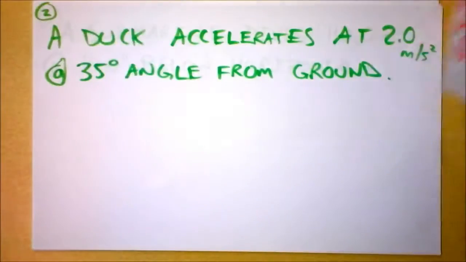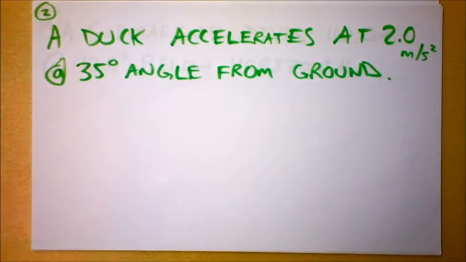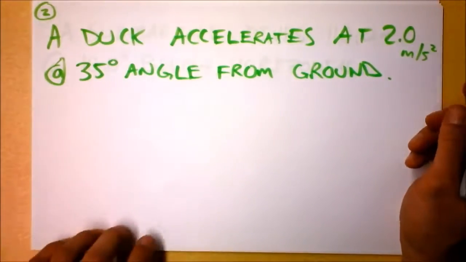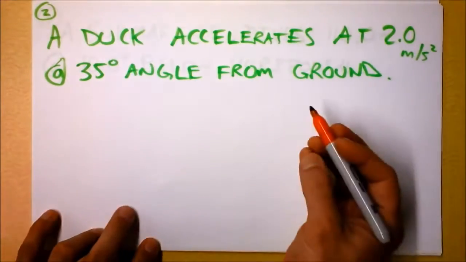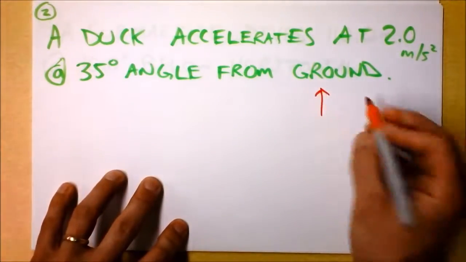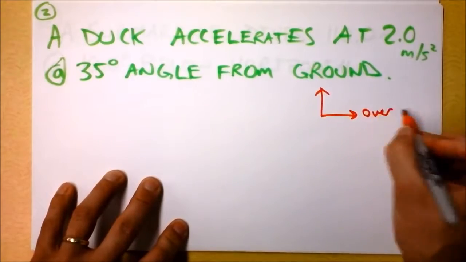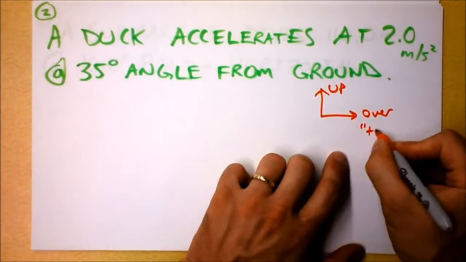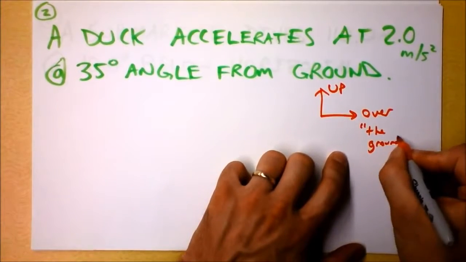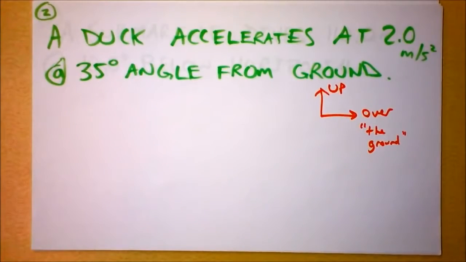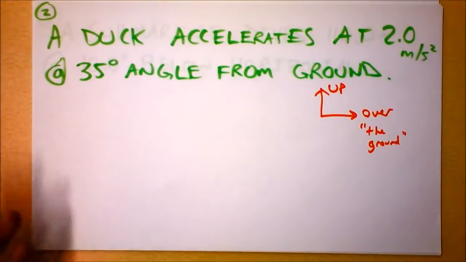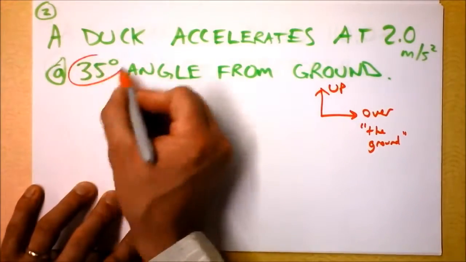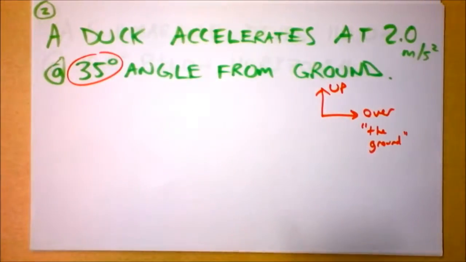We're going to do this next one a little bit faster because we're getting pretty good at this. A duck accelerates at 2.0 meters per second squared at a 35-degree angle from the ground. That's interesting. In order to draw my coordinate system, I'm probably going to draw up and over. This is my plan. I'm drawing up and over because over is like the ground. And they're not telling me whether the duck accelerates up or down, so I'm going to choose up because I'm an optimist, I guess.